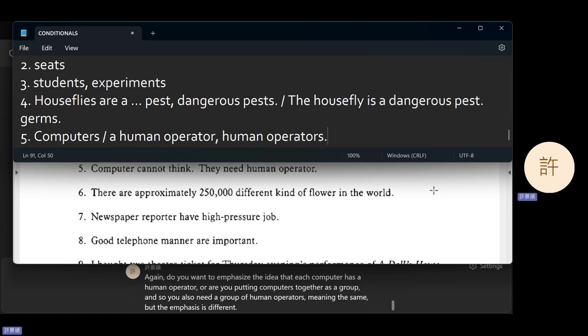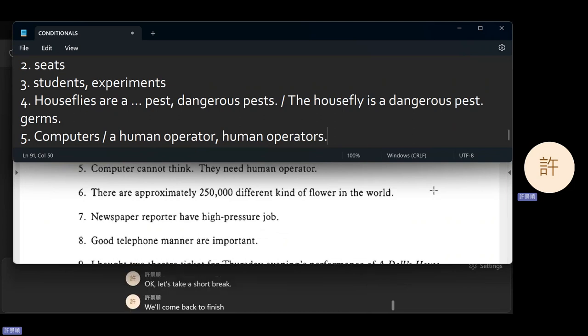Okay, let's take a short break. We'll come back to finish the rest of these questions. Which group is presenting today? Are you group five? Six? Okay, great. Is group seven here? Could group seven please come to see me?